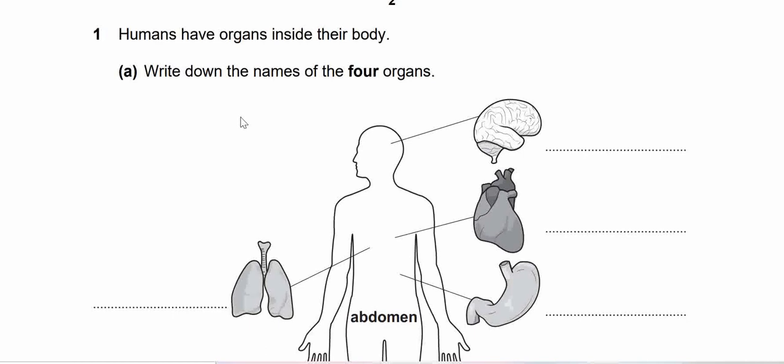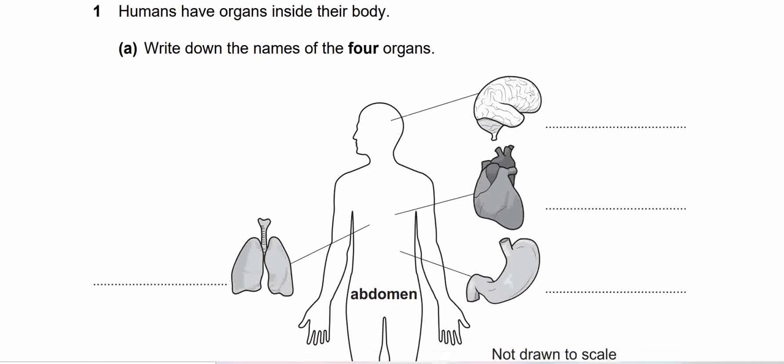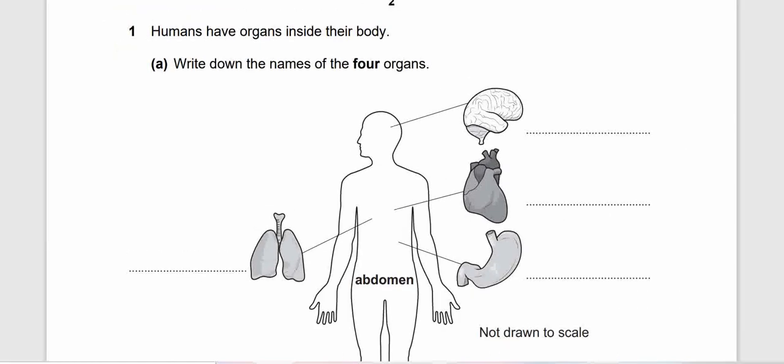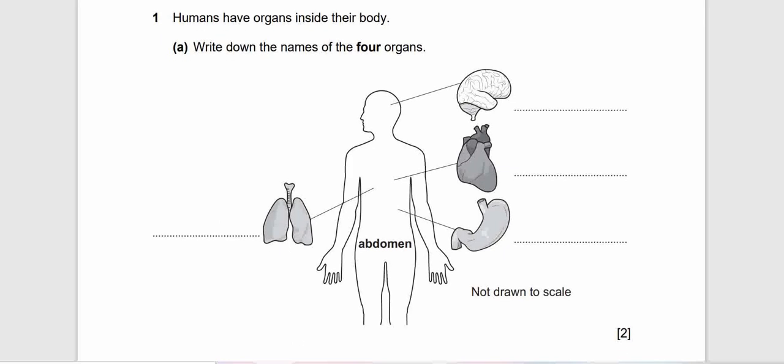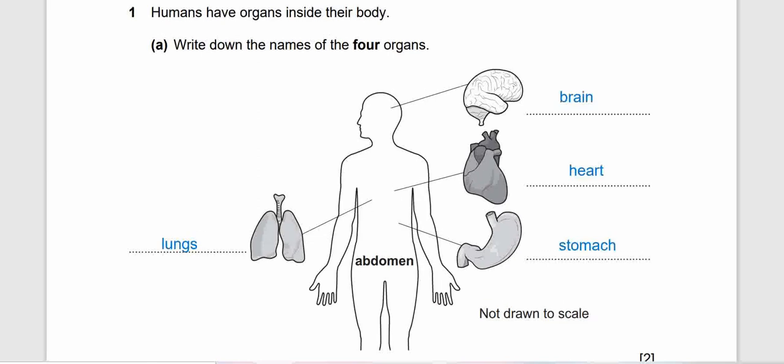Humans have organs inside their bodies. So write down the names of the 4 organs. 1, 2, 3, 4. Only 10 seconds. 10, 9, 8, 7, 6, 5, 4, 3, 2, 1. Alright, let's open up the answer. If you have not finished, you may pause this video. So this is brain, this is heart, this is stomach, and this is lungs. Right, let's move on next.